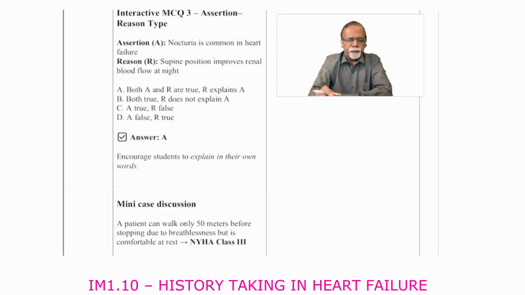So an assertion-reason question: Nocturia is common in heart failure. The reason: supine position improves renal blood flow at night. The assertion is correct, nocturia is common. Supine position improves renal blood flow at night. So what do you think? The assertion is definitely correct. The reason: in a patient with heart failure, when they are lying down, renal perfusion improves, and probably that is the reason for the nocturia that occurs in heart failure. So the correct answer is A.